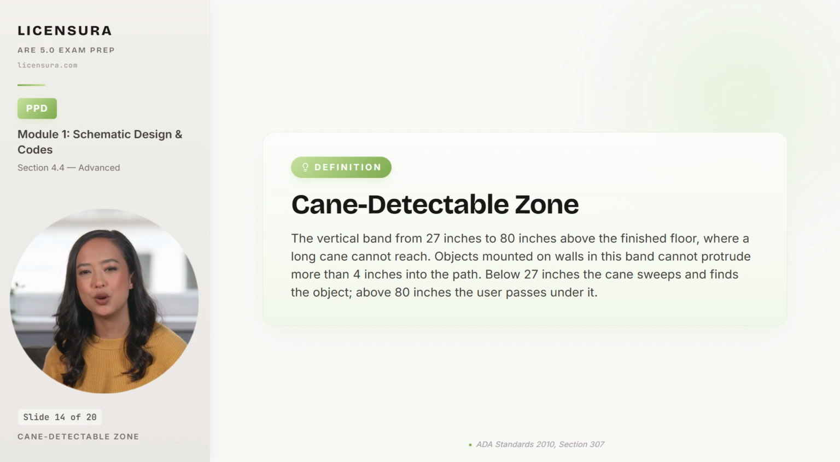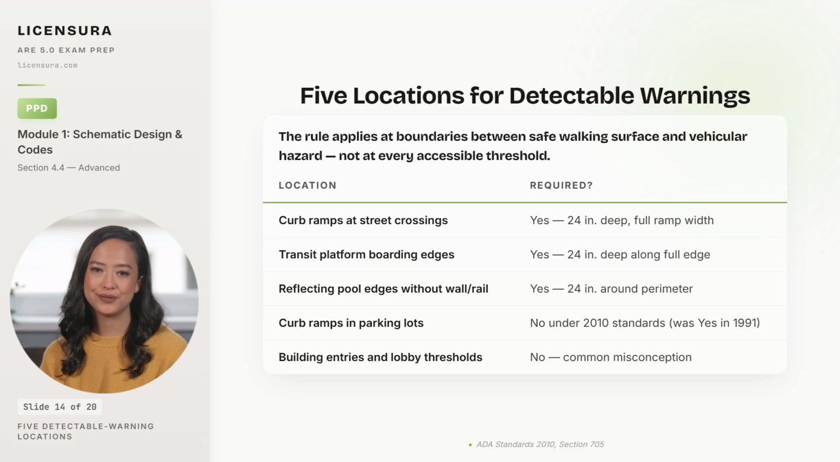The detectable warning rule under Section 705 has 5 distinct location triggers. 5 locations cover the entire detectable warning rule, and 3 of them are required, while 2 are not. Required at curb ramps at street crossings, 24 inches deep in the direction of travel, and full width of the ramp, with the truncated dome surface in contrasting color. Required at transit platform boarding edges where rail vehicles approach, 24 inches deep along the full edge, typically painted yellow. Required around the perimeter of reflecting pools that lack a wall or railing, 24 inches wide around the pool.